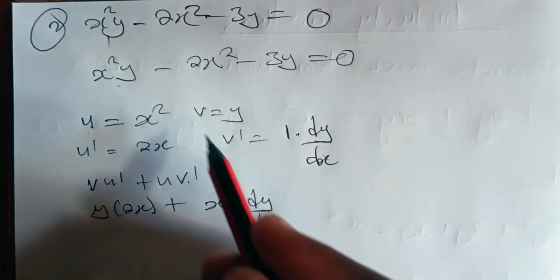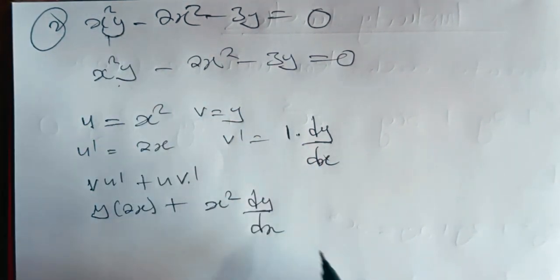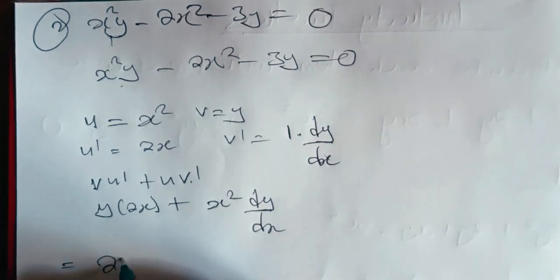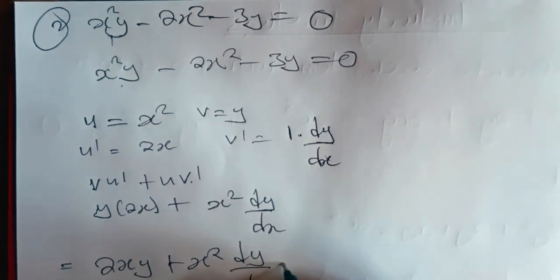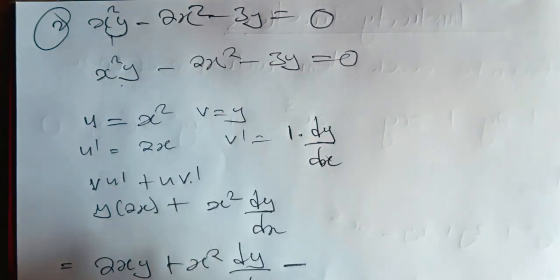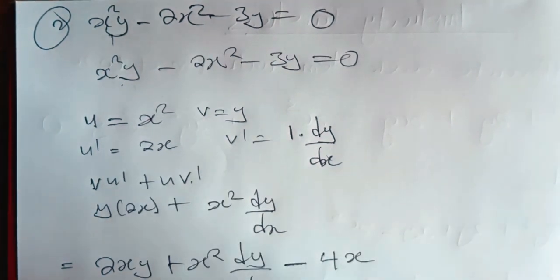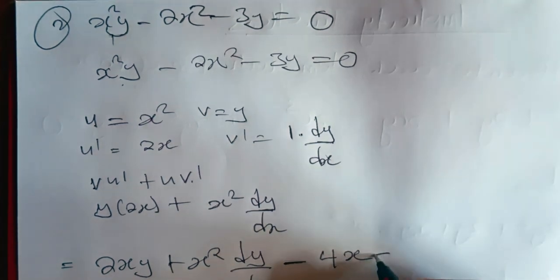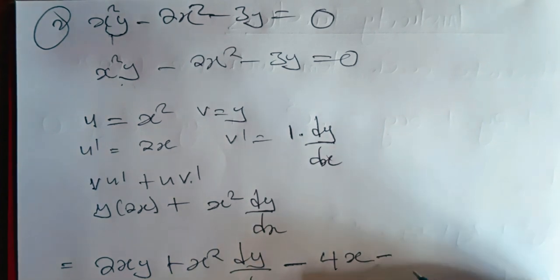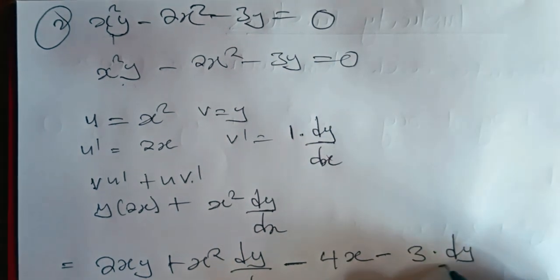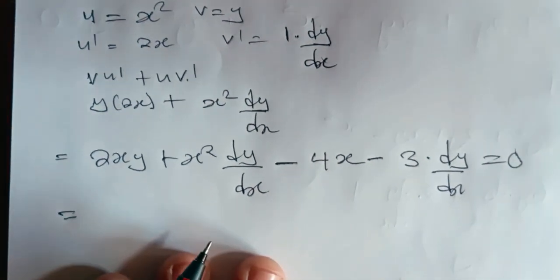So this is the one we substitute there for x squared y, since we've differentiated it using the product rule. We now have 2xy plus x squared dy dx, then minus, we have 2x squared. Differentiating 2x squared, we get 4x. This one you don't multiply because it's already in terms of x. Then minus 3y. Differentiating 3y with respect to y, you get 3 multiplied by dy dx, equals 0.